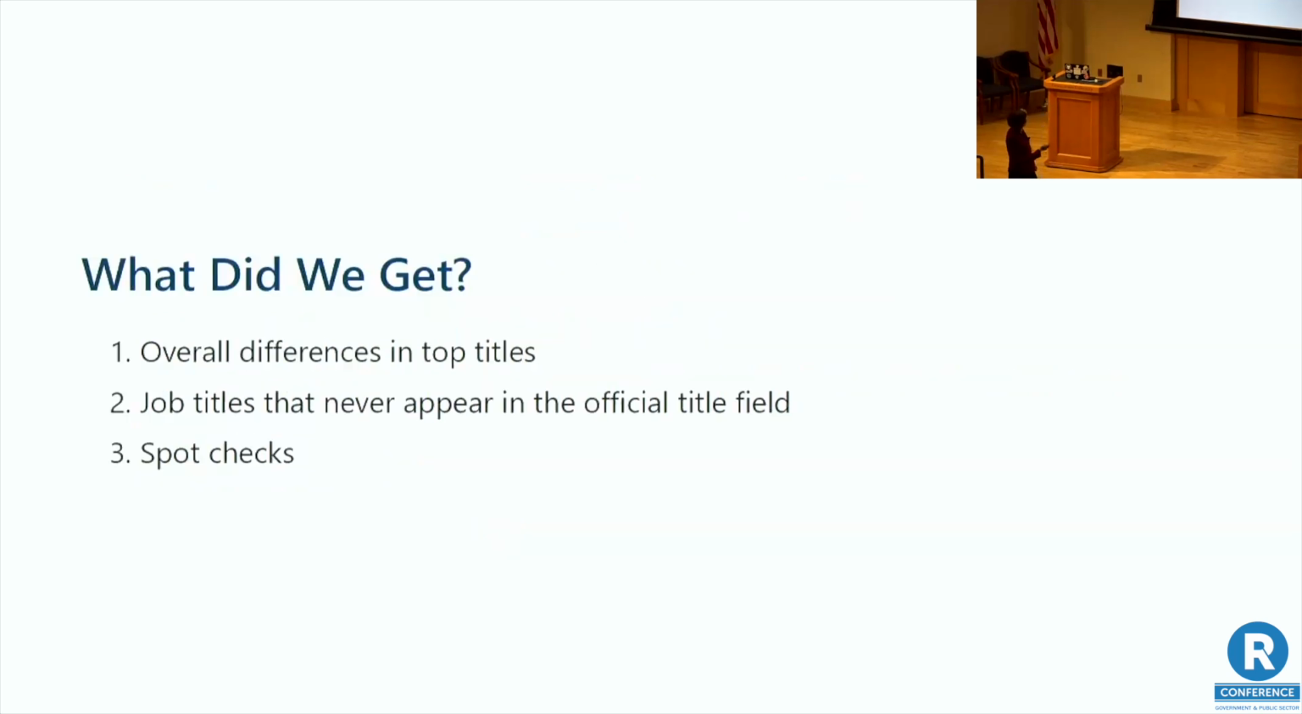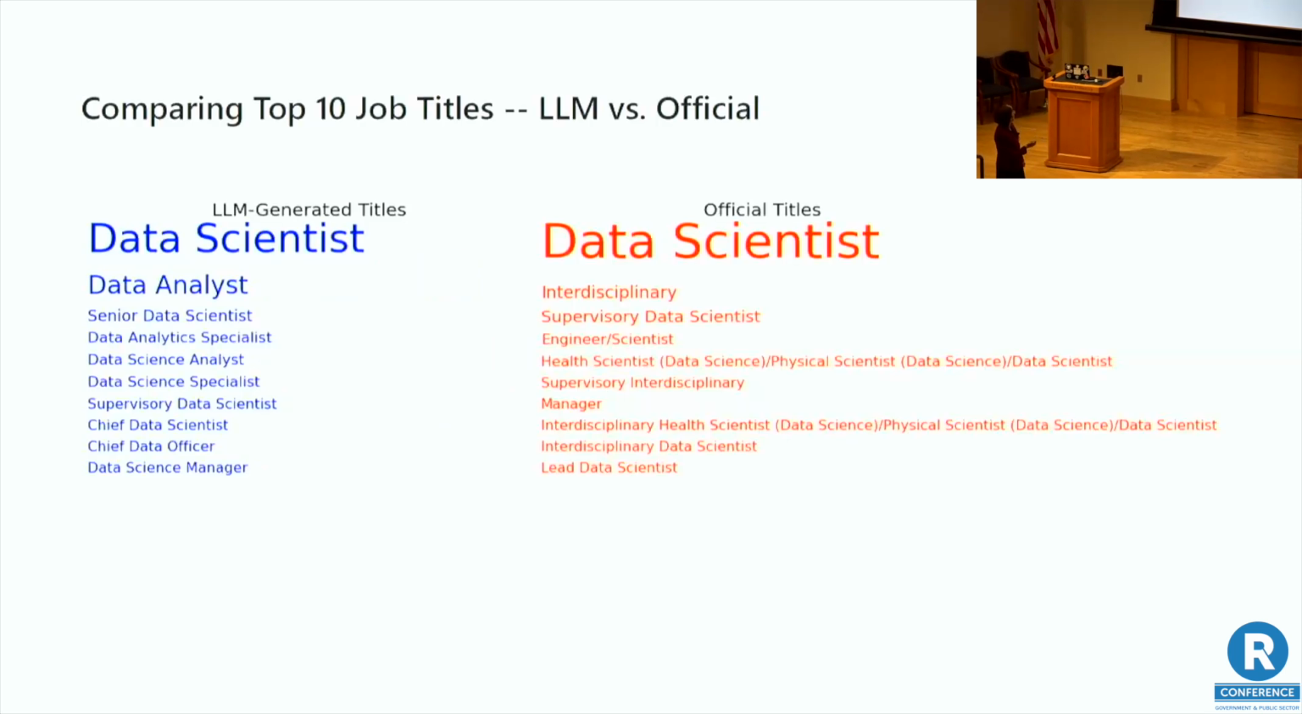Okay, so I'll show you some graphs. We're going to look at overall difference in top titles between my classifier and the official job titles. We'll look at some job titles that never appear in the official job listings, but do appear in mine, and we'll do some spot checks. So here we go. Comparing the top 10 job titles of my LLM, so that's on the left, the things that GPT generated, versus the official titles.